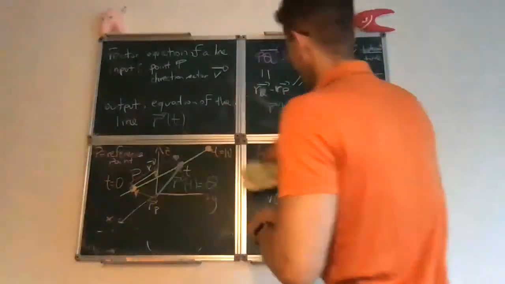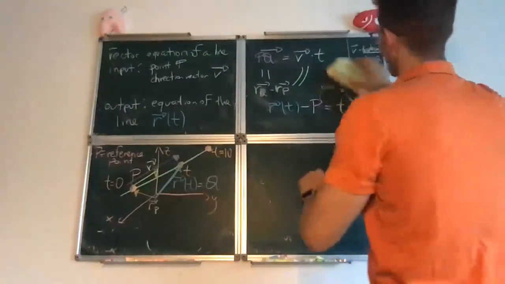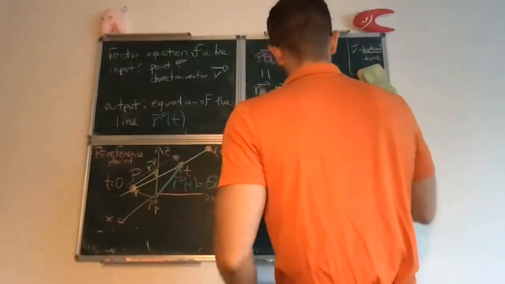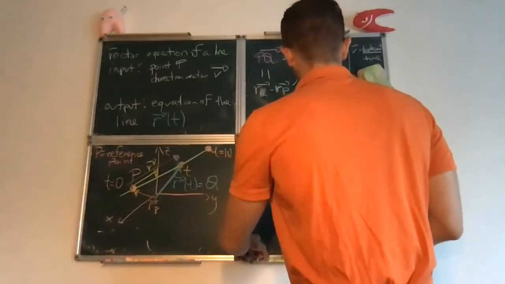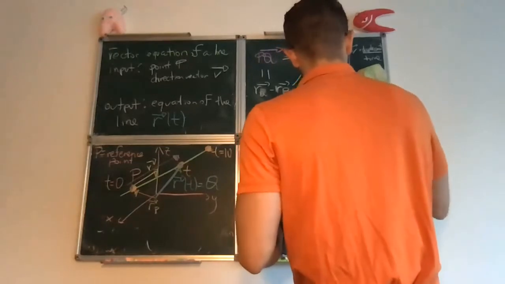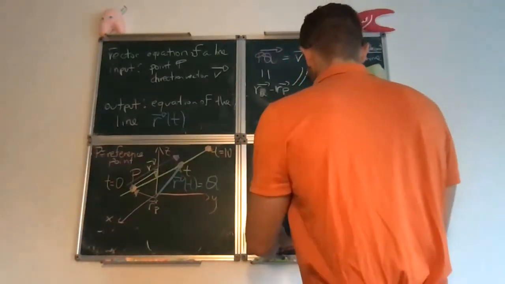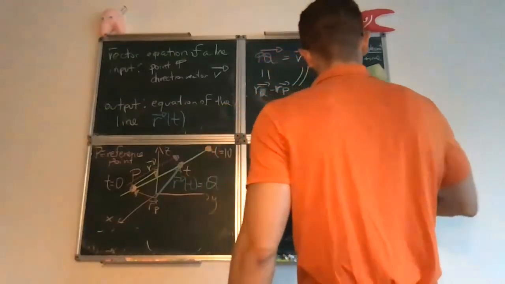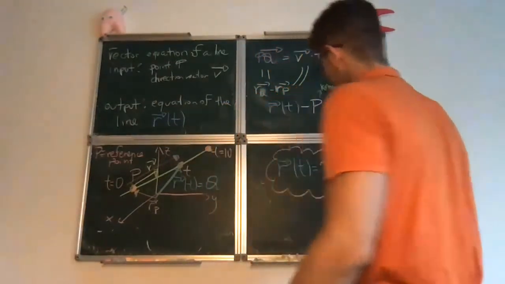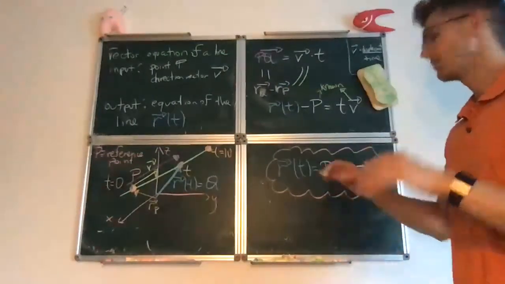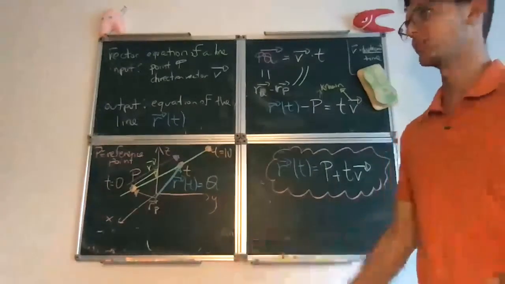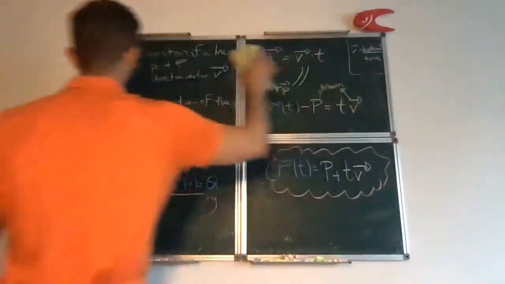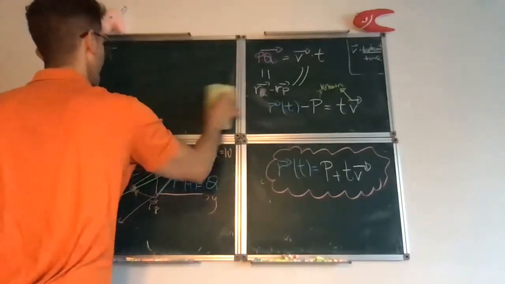And so what we find is the desired equation, which is that the equation of a line is R of t equals P plus tV. So that's the vector equation of a line. Okay, so let me do an example to make things more concrete, and in the next video I'll do some other examples with lines. The formula is not too complicated to use in practice.